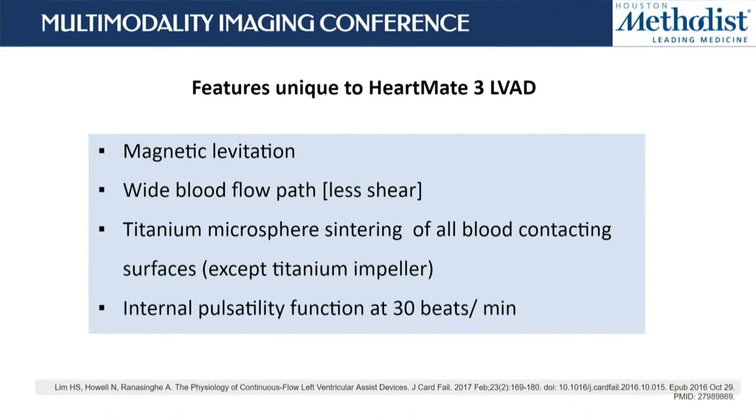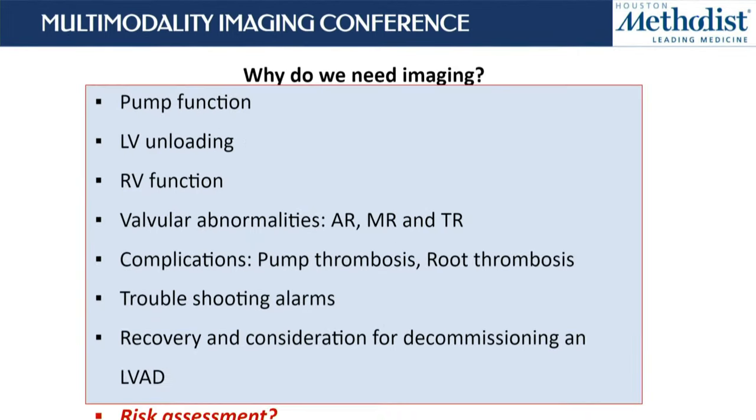Features unique to HeartMate 3, again, this is the device that we're going to use in the next couple of years: it has magnetic levitation, and a wide blood flow path, so there's less shear stress, in which we see less GI bleeding and fewer hemocompatibility-related adverse events due to this feature. There are titanium microspheres, which sinter all the blood-contacting surfaces, and it additionally has an internal pulsatility function at 30 beats per minute, which creates an acute Doppler waveform as an extra sort of washout.